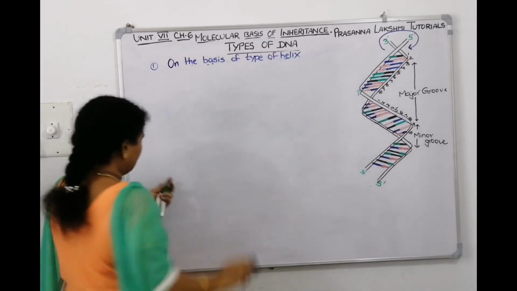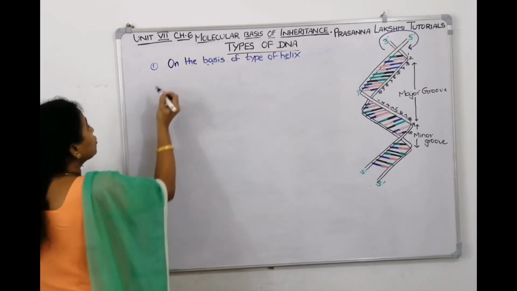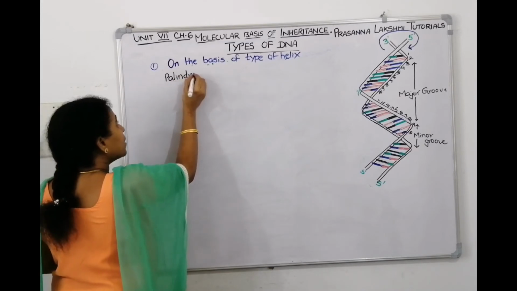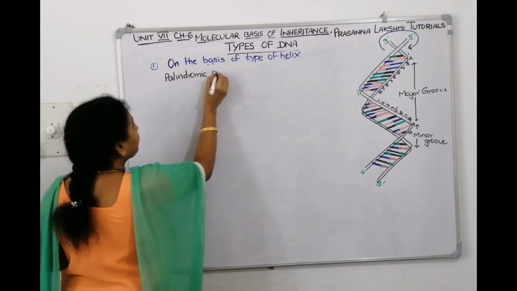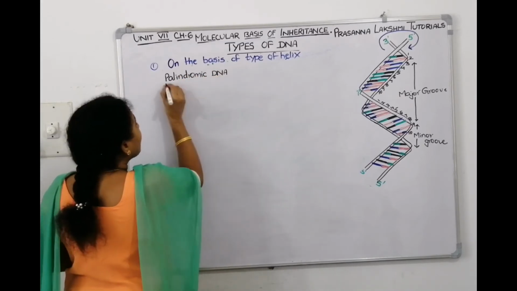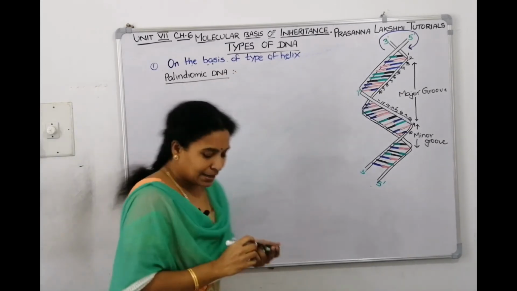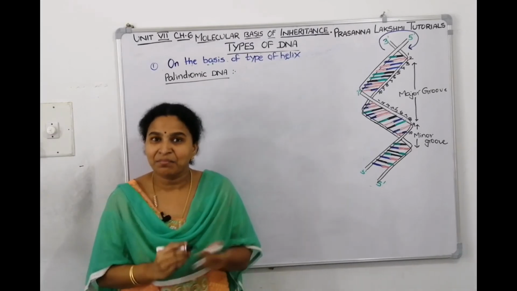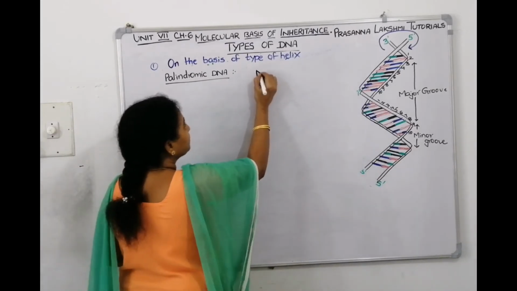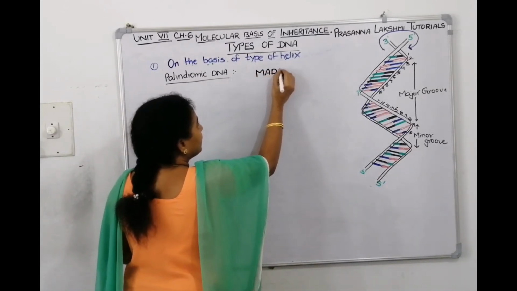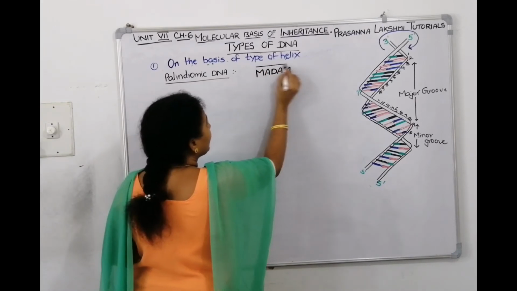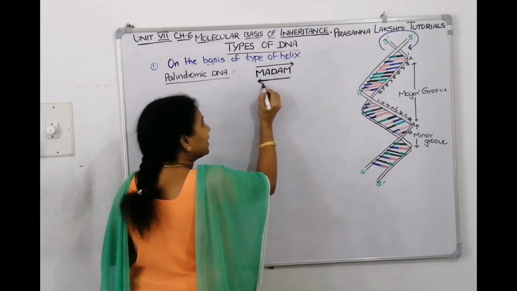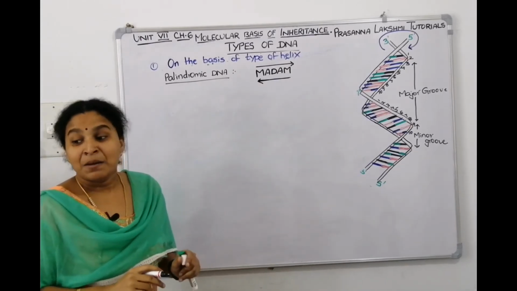So I told you there's a DNA which is called palindromic DNA. Now what do you mean by palindrome in English? It has the same meaning this side and that side. Madam is a palindromic word. M-A-D-A-M this way, M-A-D-A-M this way also. It's a palindrome.